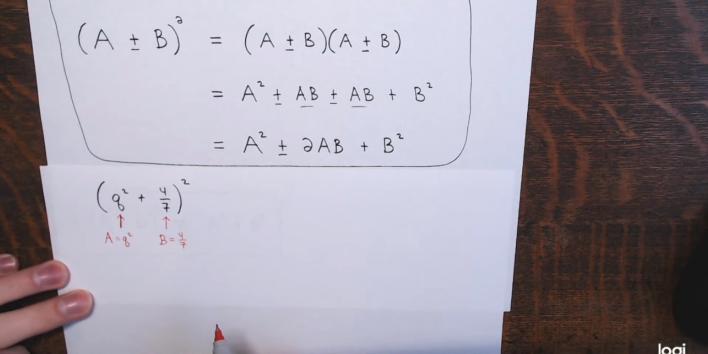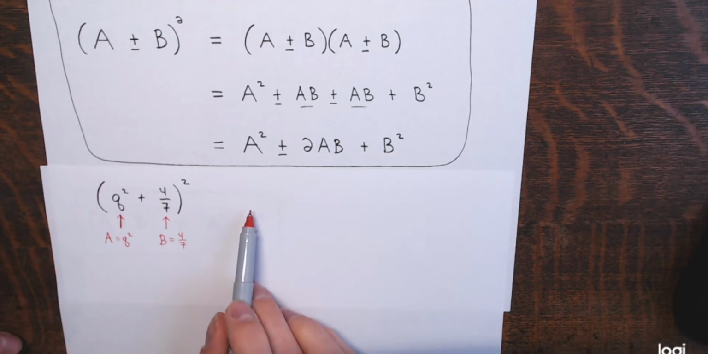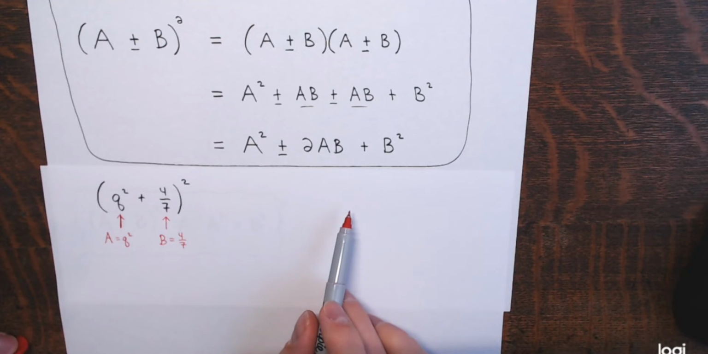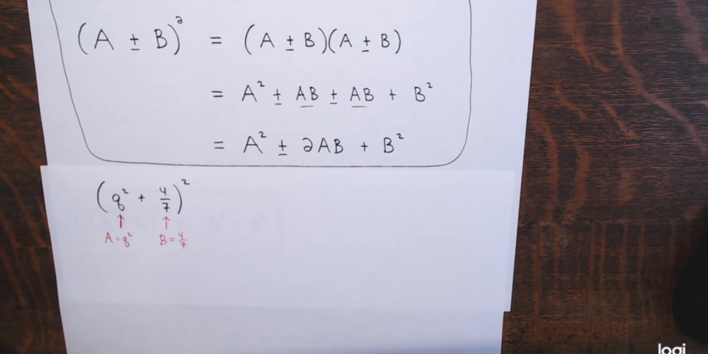Now you could also, if you want to, write out q squared plus 4/7 times q squared plus 4/7, and then do all the distributing. You can do it the long way. But we're asked to use this pattern.